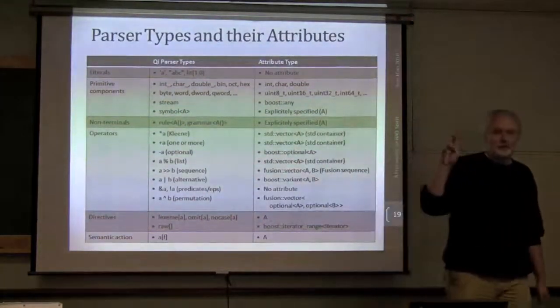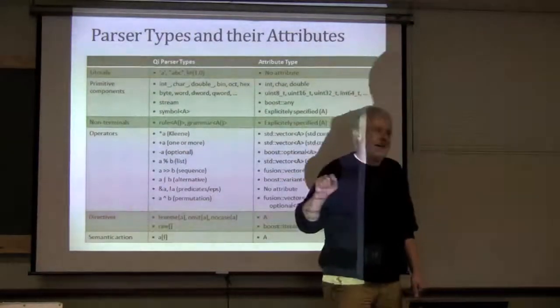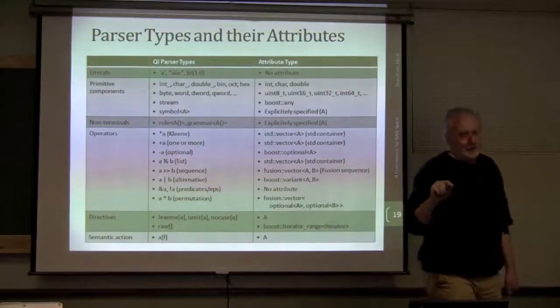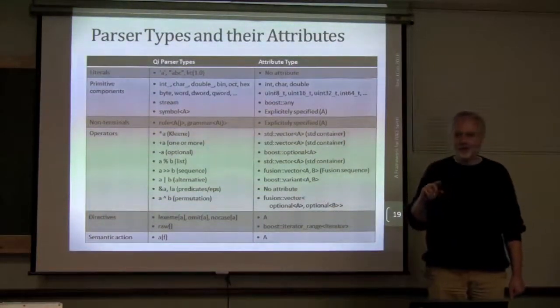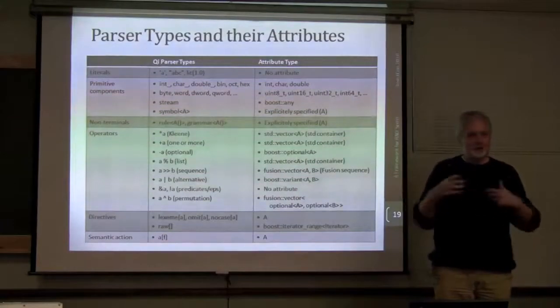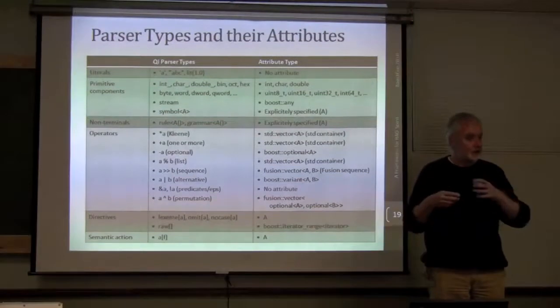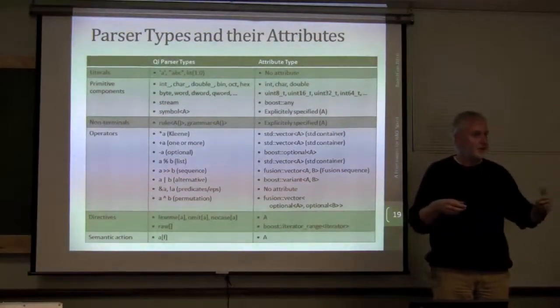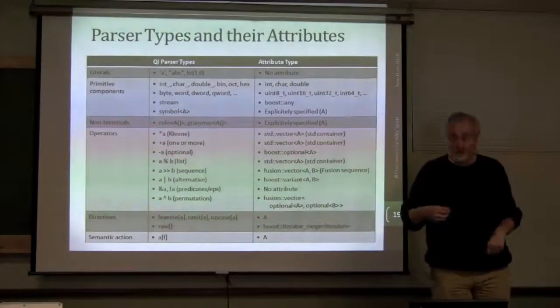How many of you know Fusion? Fusion is a library which gives you generic tuples. Everybody knows what a tuple is? Yeah. It's a data structure where you can combine arbitrary data types in one container. So you have a tuple of an integer and a double and an integer. So you have essentially a struct which contains these types.